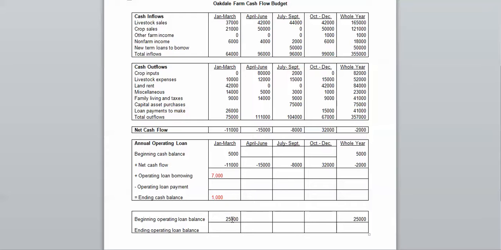Now we need to add that $7,000 to our beginning operating loan balance. So $25,000 plus another $7,000 borrowed is $32,000. That's now our ending operating loan balance for the first quarter of the year. Okay, so we have a $1,000 cash balance for the first quarter of the year. We begin the second quarter of the year with that same $1,000 cash balance. Oops, sorry, I put that $1,000 in the wrong space. We begin here.